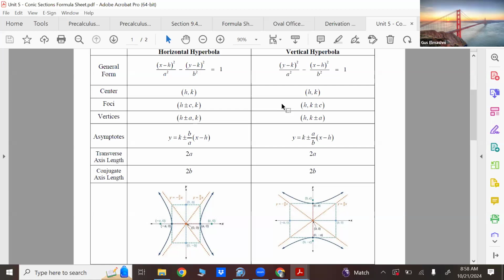Now, the transverse axis is the one where the hyperbola opens. Where it does not open, I guess it's called the conjugate axis, if you want to call it that, that's fine. The big one is going to be the asymptotes: how to find the equation of the asymptotes.